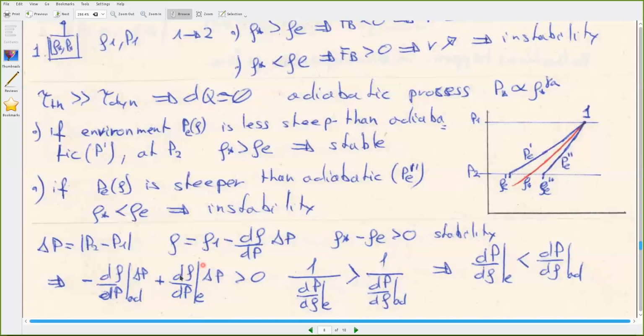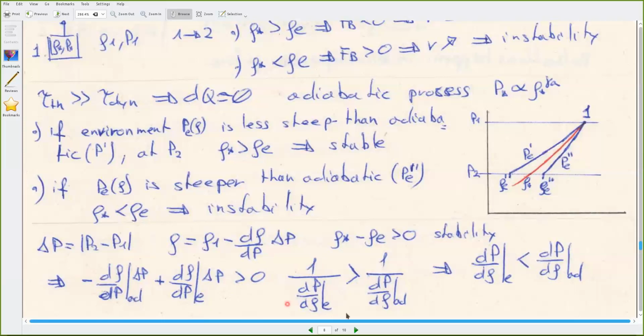The gradient from the environment multiplied by the difference in pressure is greater than 0. Delta P is positive by definition, so I can divide by it, since it is different from 0, without problem and without changing the direction of the inequality, I mean greater or smaller. We move this to the other side, and we change the order of the two in this way.